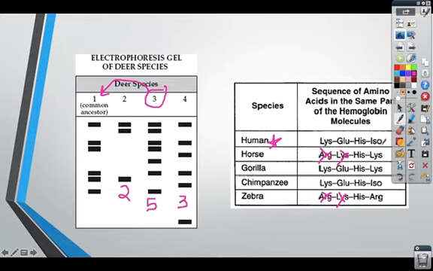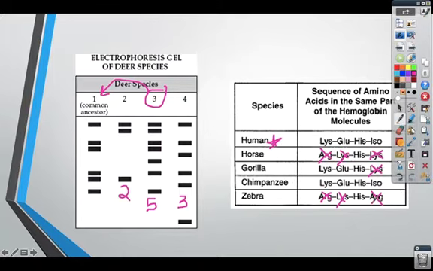Notice that all of them contain histidine as their third amino acid in this specific sequence of hemoglobin amino acids. And then the last one, humans have isoleucine, horses have lysine, gorillas have lysine, chimpanzees have isoleucine, and zebras have arginine. So I'm going to mark out the ones that are different.